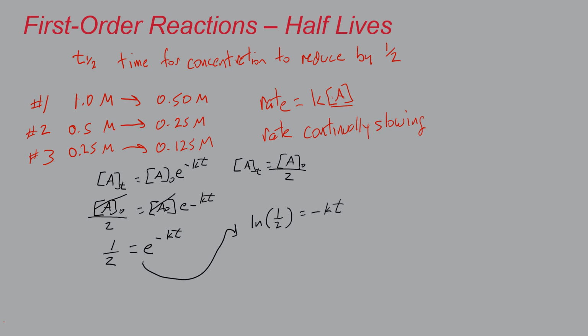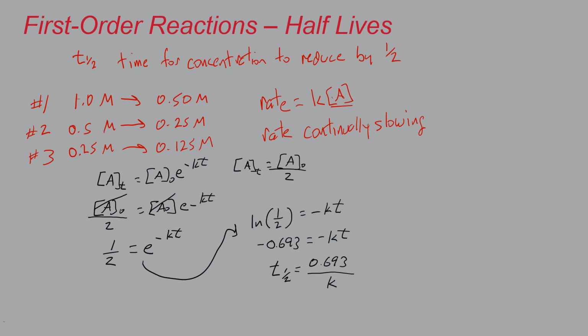Now at this point, it's important to note that the natural log of a number is just another number, which in this case I happen to know is negative 0.693. And that equals negative kt. Now I can solve for the t, and I'm going to start to call this the half-life. T1/2 is equal to 0.693 over k.